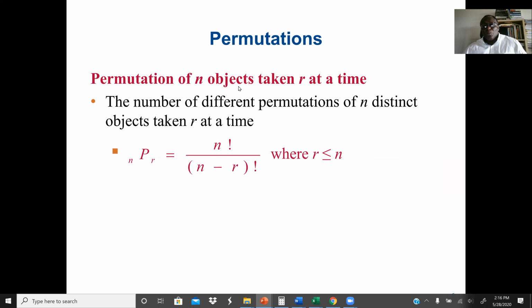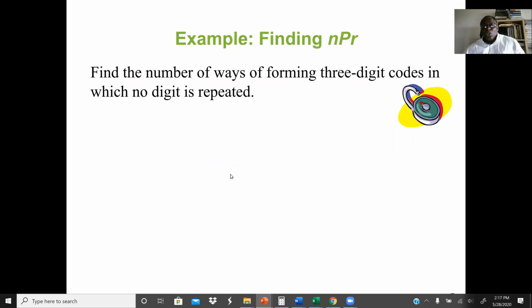So here we say the number of different permutations of n distinct objects taken r at a time will be n factorial over n minus r factorial. So if n is 5 and I'm taking 3 at a time, then r is my 3. By the previous example, if I have 5 and we use all the 5, it's n factorial.